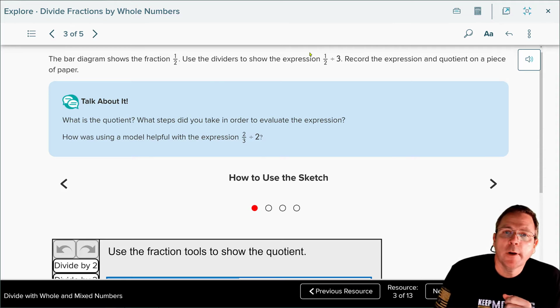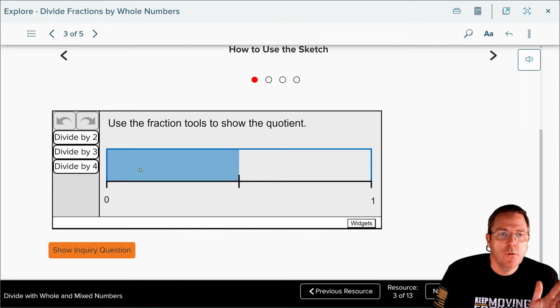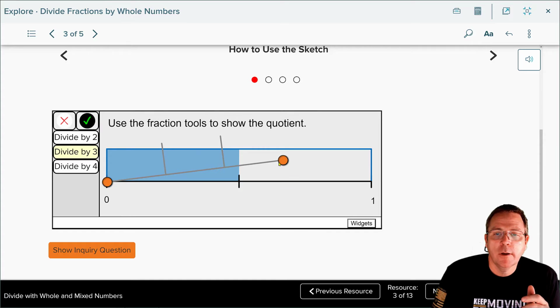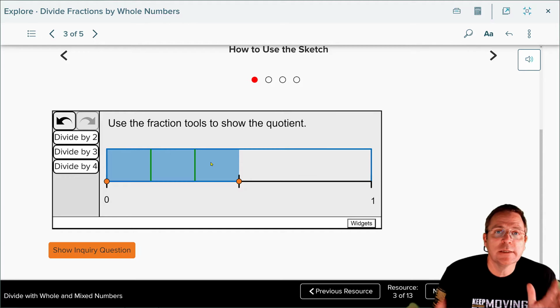Now this next bar diagram is going to take 1/2 and divide it by 3. So you can see half the bar diagram is showing there, and when you divide that half by 3, you end up getting 3 pieces of the half there, which incidentally the final answer of that would be 1/6, but we're not going to get into that detail. We're just trying to help you to understand that when you divide half by 3, you get 3 individual pieces of that 1/2.